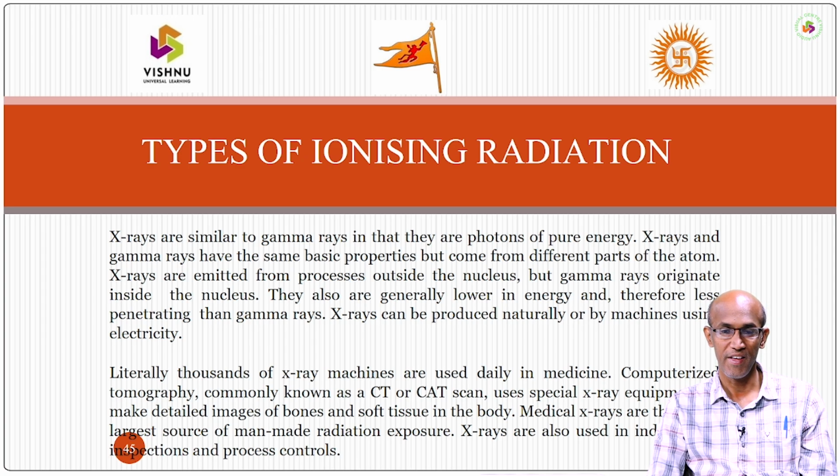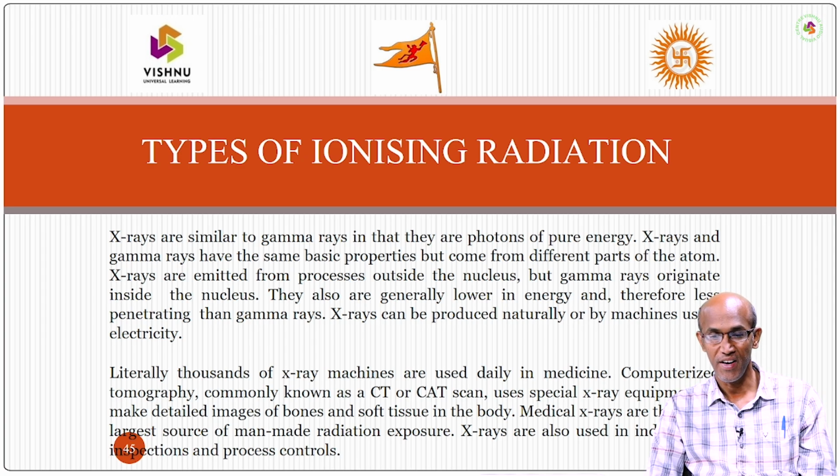So, types of ionizing radiation. X-rays are similar to gamma rays in that they are photons of pure energy. X-rays and gamma rays have the same basic properties but come from different parts of the atom. X-rays are emitted from processes outside the nucleus, but gamma rays originate inside the nucleus. They also are generally lower in energy and therefore less penetrating than gamma rays.